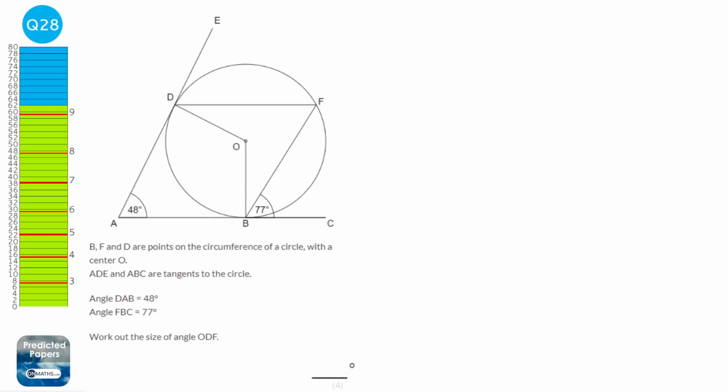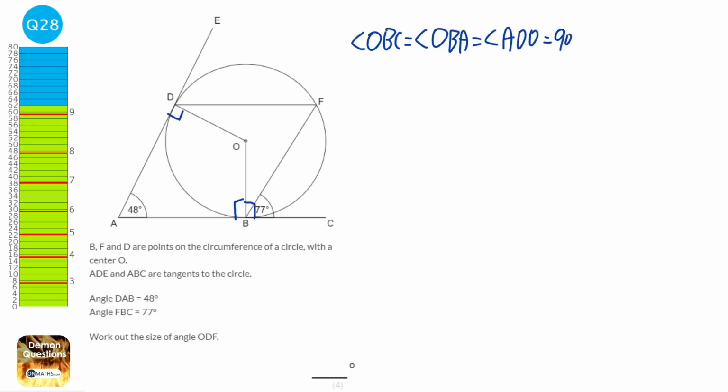First thing I'm going to notice is we've got a lot of tangents touching radii. So we've got two radii here and here. And whenever we've got a tangent touching a radius, it's always going to be 90 degrees. And so I'm just going to show these all on the diagrams, 90 degrees. And then we're going to say angle OBC equals angle OBA equals angle ADO equals 90 degrees. And we have to show the reasons. Most of the marks in this question will be for the reason. So it's going to be a tangent radius equals 90 degrees. And try and write out the full reasons.